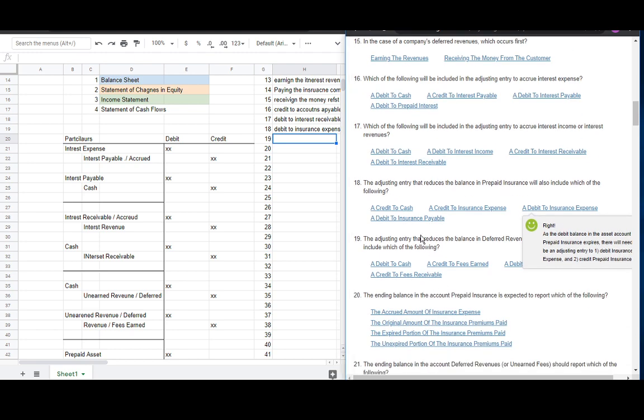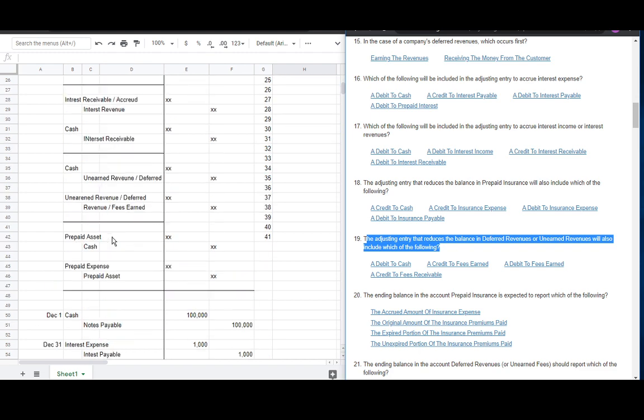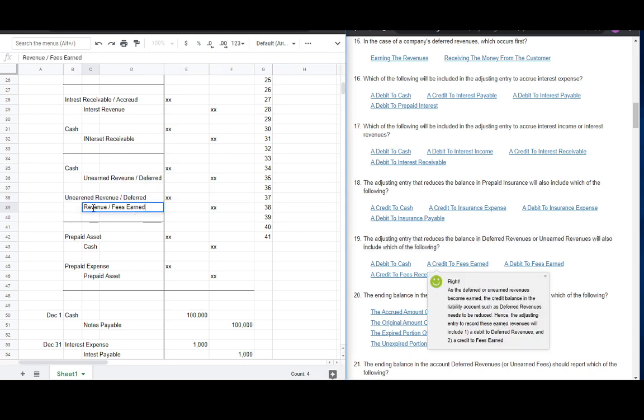Number 19, the adjusting entry that reduces the balance in deferred revenues or unearned revenues will also include which of the following? And this is the example. A, credit to fees earned or revenues.